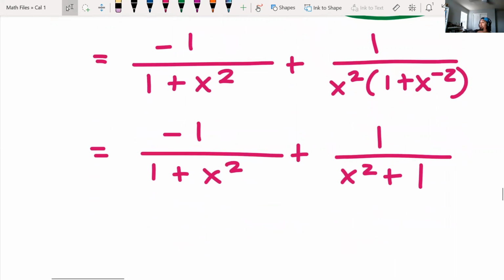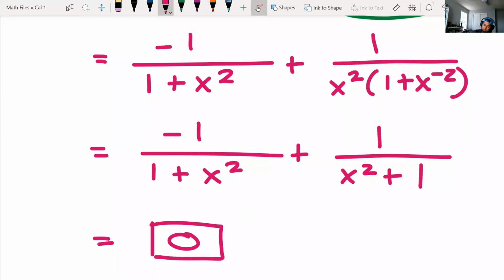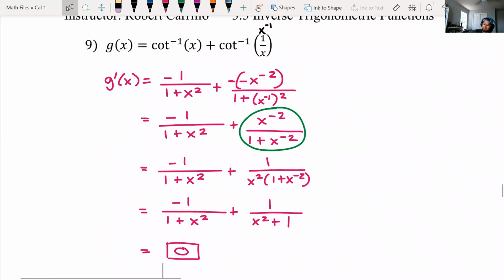And now you have negative 1 over 1 plus x squared plus 1 over x squared plus 1. What is my answer? 0. Easy, right? All of that for 0. Okay. Any questions on that? Inverse trigs, all the fun you could possibly have, right?